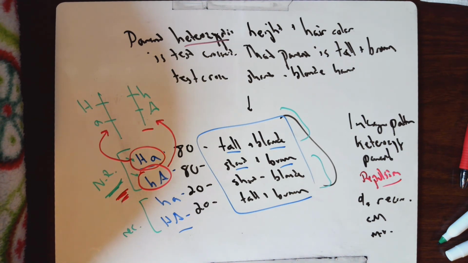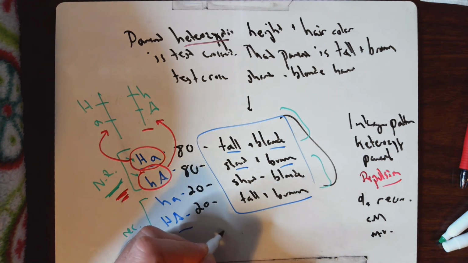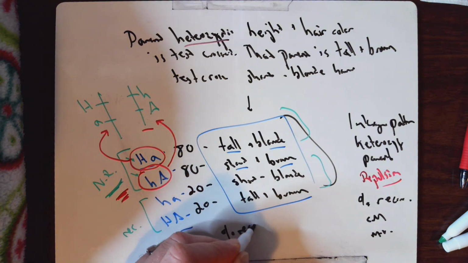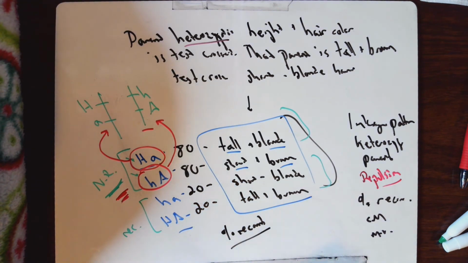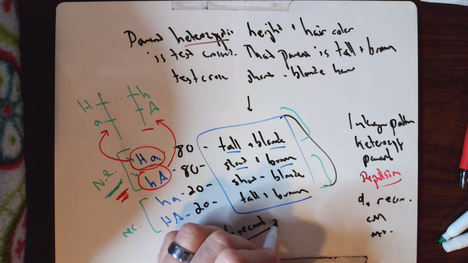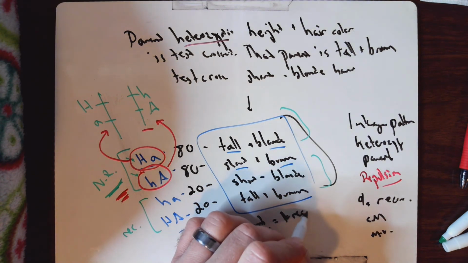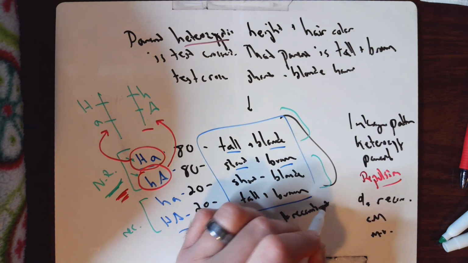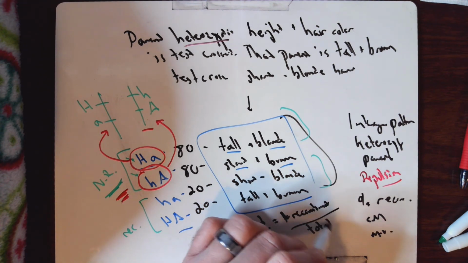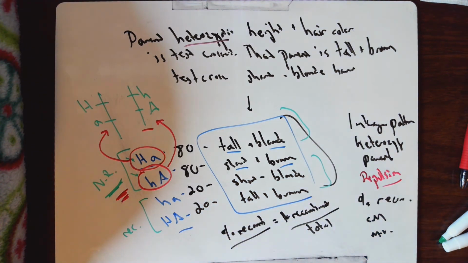In order to determine the percent recombination, we need to remember a very, very simple formula for this, which is the percent recombination, or the distance in map units, or the distance in centimorgans, the number is always the same, equals the number of recombinant offspring divided by the total number of offspring. Not divided by the total non-recombinants, the total.